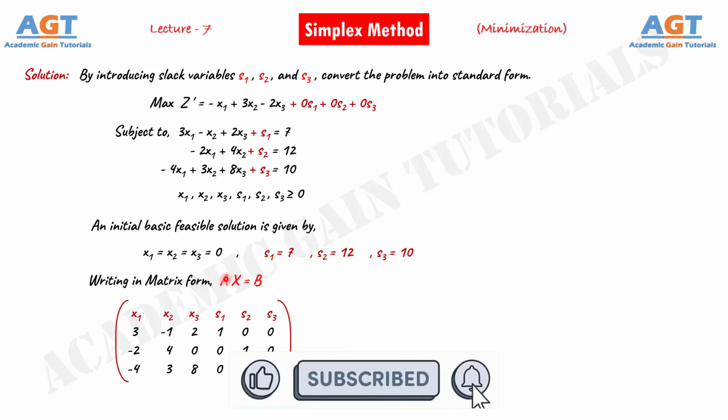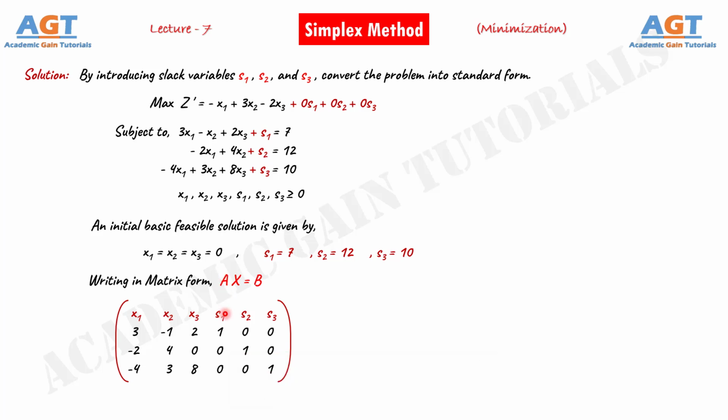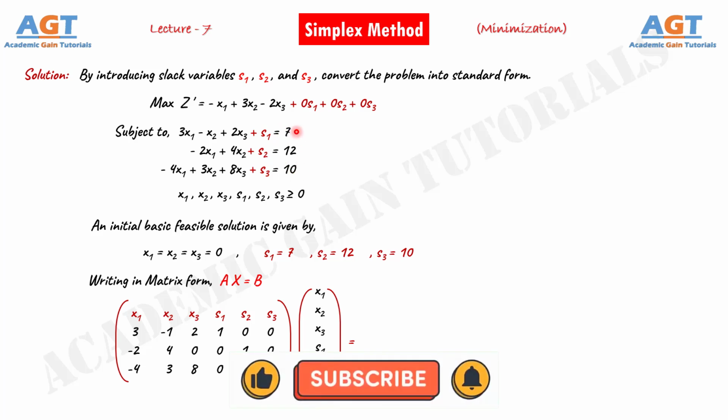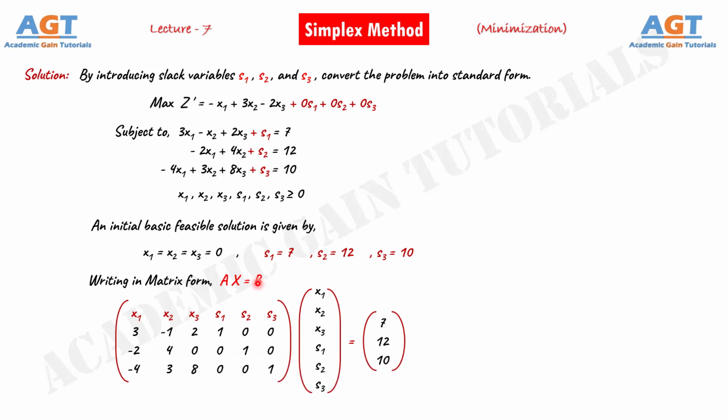So, we have written the values of A in the matrix form. Now, for the values of X in the matrix form, we will write all the variables over here as the value of X. So, we have written all the variables x1, x2, x3, s1, s2, and s3 as the value of X. And, finally on the right-hand side, we will write these values from the equations 7, 12, and 10. These are the values of B in the matrix form.